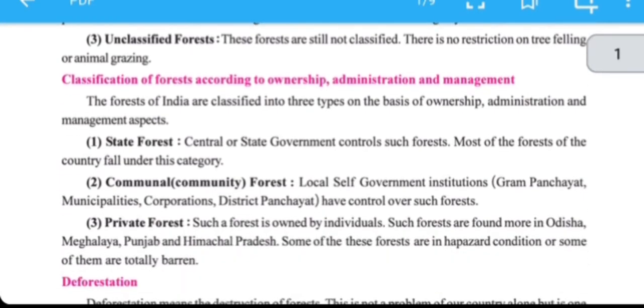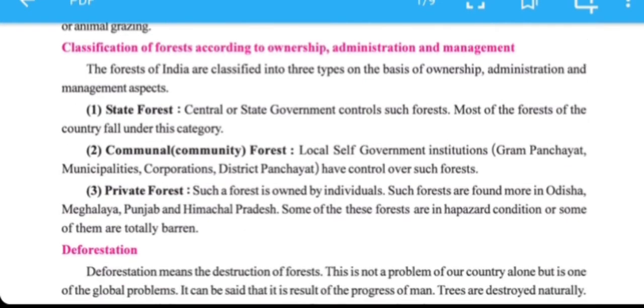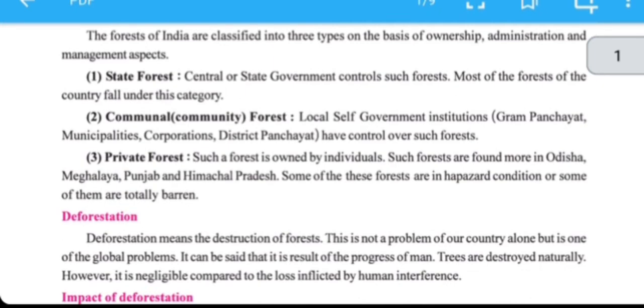Next, on the basis of ownership, administration and management, there are three types. One is state forest. State forest means it is under the control of the central government or state. Communal forest means community, which comes at the bottom level. Here local self-government institutions like Gram Panchayat, municipality, and district Panchayat control the forest. Private forest means it belongs to certain individuals. Such forest is found in Odisha, Meghalaya, Punjab and Himachal Pradesh.